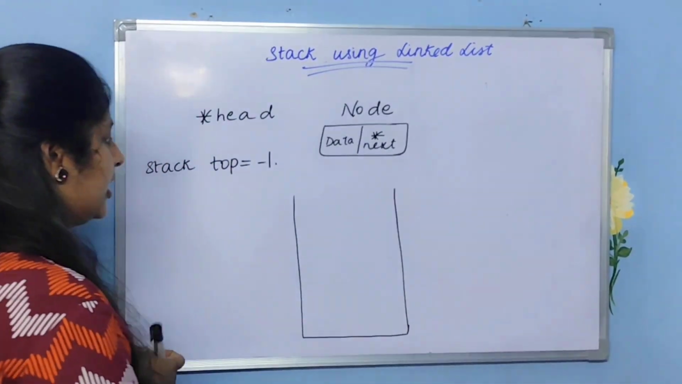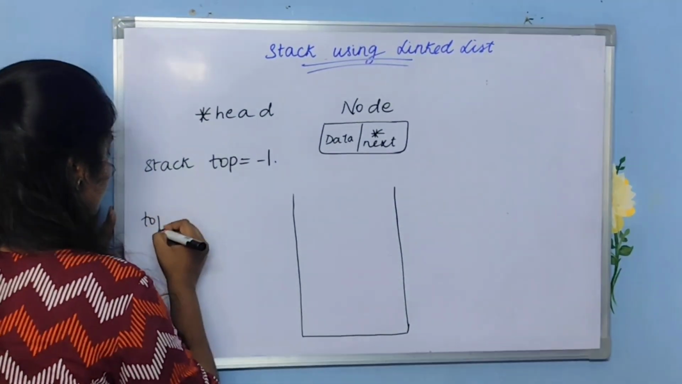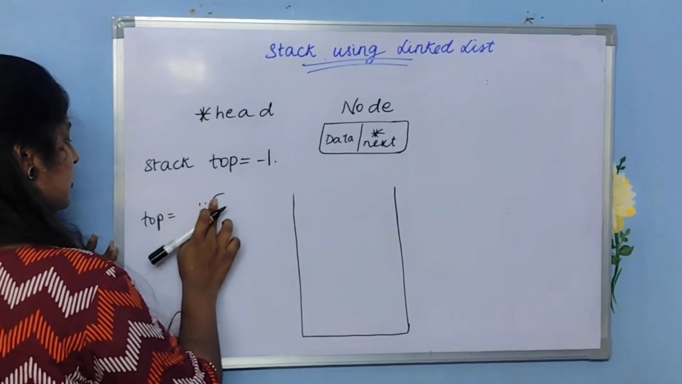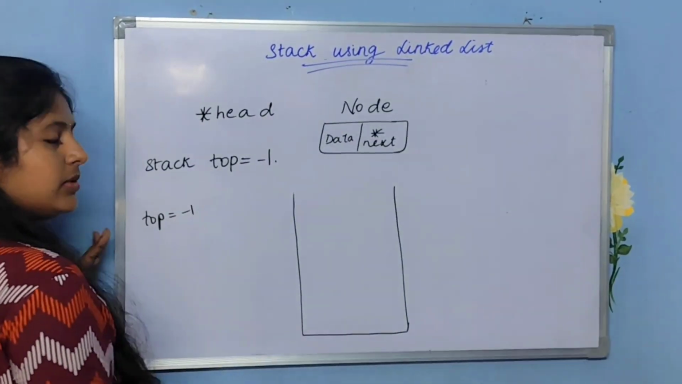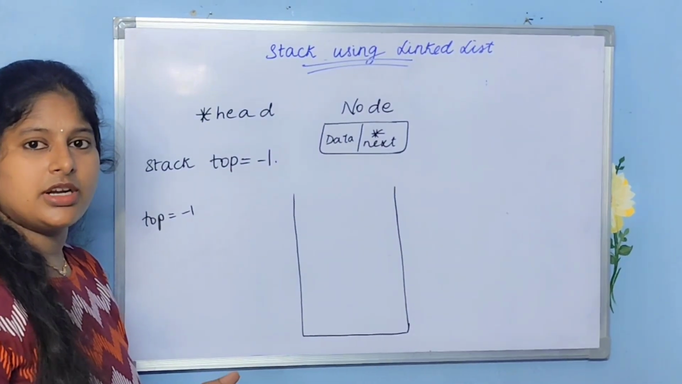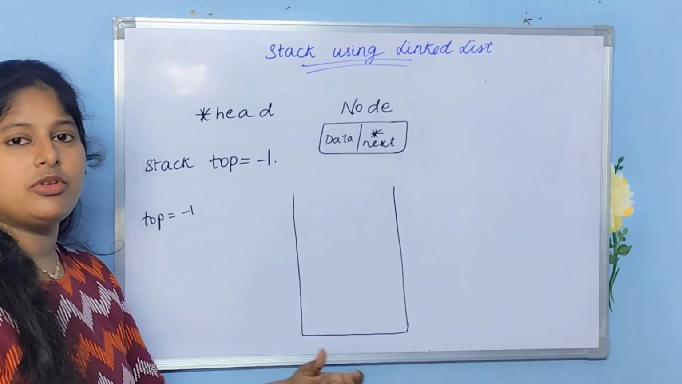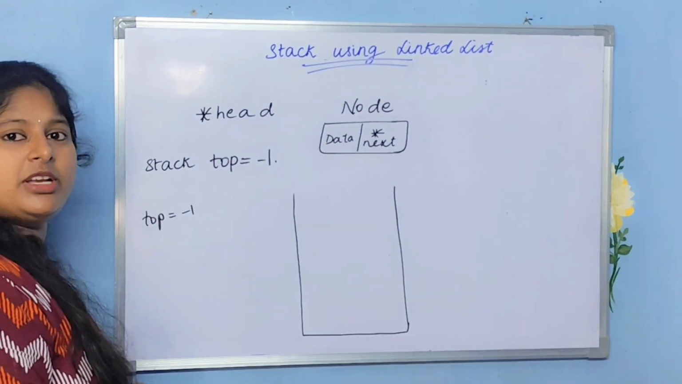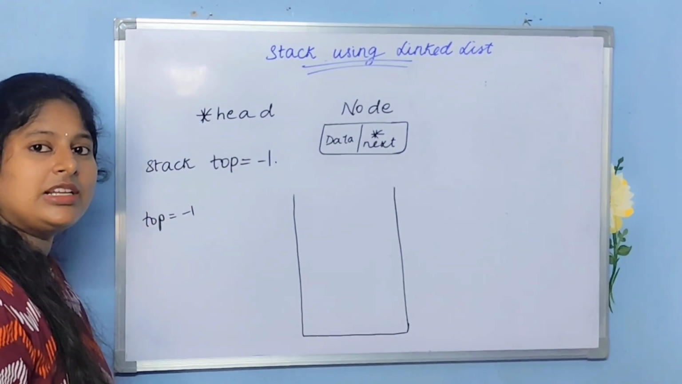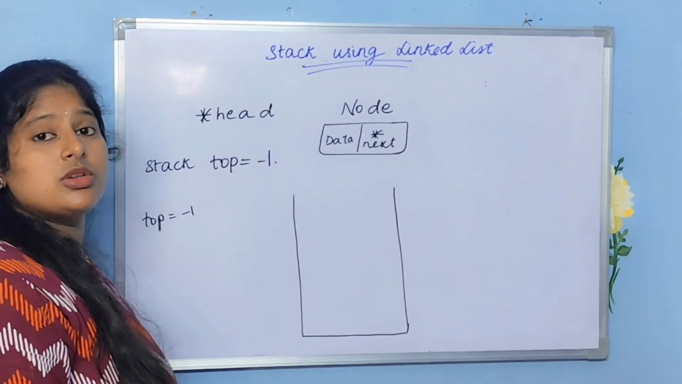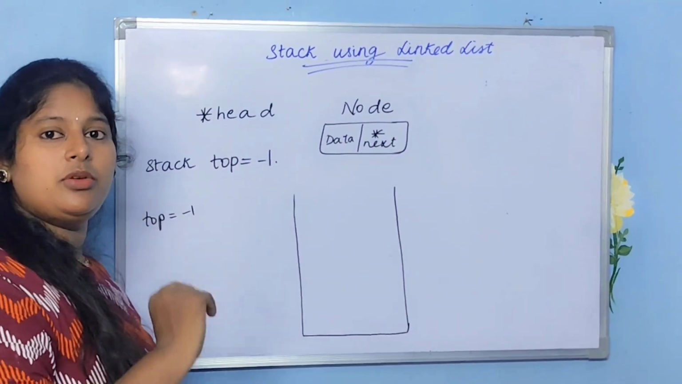Now initially there are no elements. So top equals to -1. Okay. So if you want to insert elements, you have to see if there is space or not. But here you won't be checking, because linked list is used for dynamic memory allocation. So you need not allocate memory beforehand.